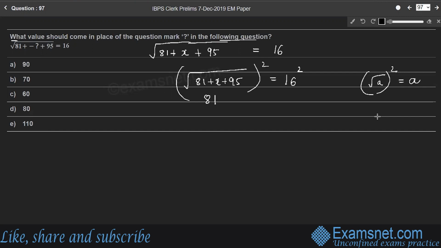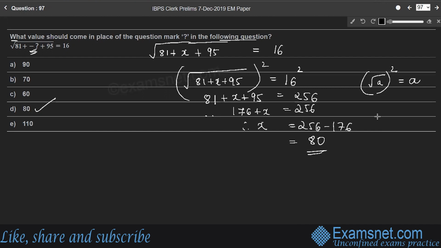Therefore, we can write it as 81 plus x plus 95 is equal to 16 squared, which is 256, 16 into 16, right? Therefore, 81 plus 95 is 176, plus x is equal to 256. Therefore, x is 256 minus 176, which is 80. Therefore, the correct answer is 80, option D.